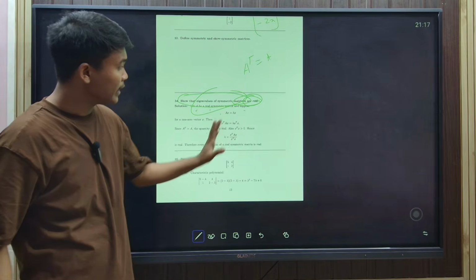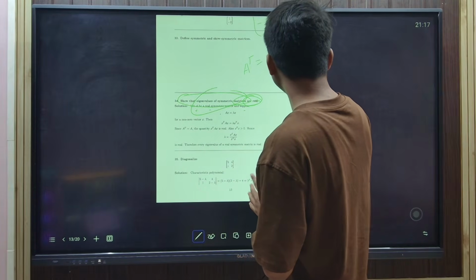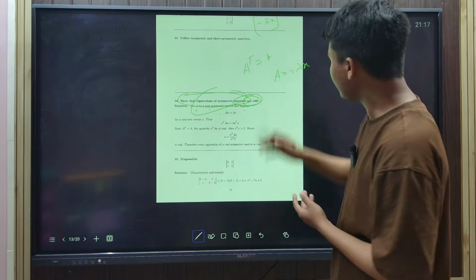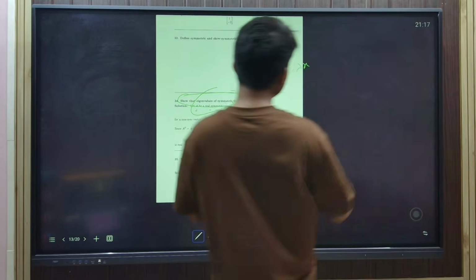Suppose this real symmetric matrix A has some eigenvalue. That means A X equal to lambda X. This is the meaning of an eigenvalue, right? If there is a lambda and there is a vector X such that A X equal to lambda X, then this lambda is called an eigenvalue.